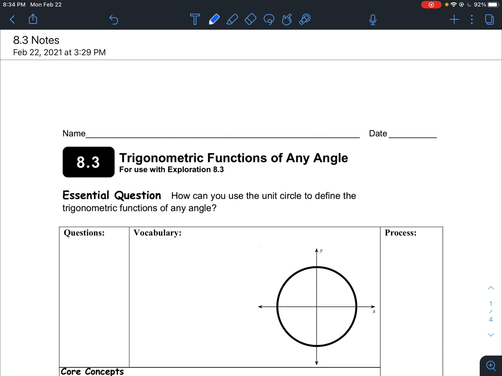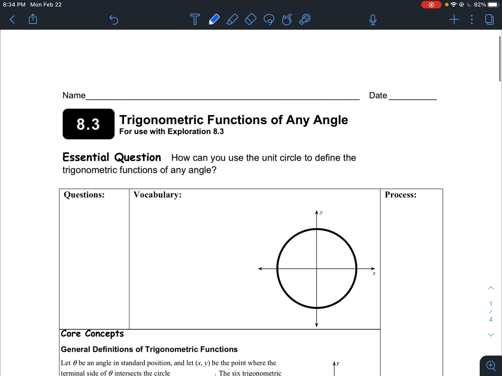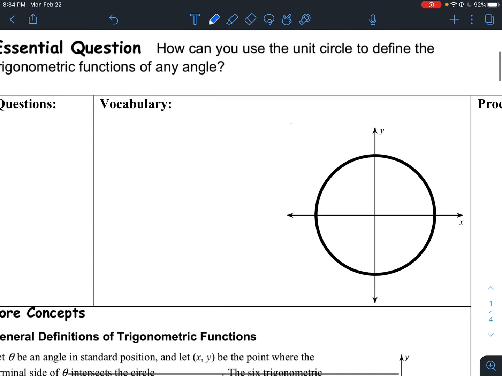Okay? So if you remember, in 8.2 we talked about the initial side of an angle on a coordinate plane and the terminal side. The terminal side is the side that rotates, so this could rotate between 0 and 360 and so on and so forth, and it can be negative as well. So we're going to learn how to apply the six trigonometric functions with any angle upon the coordinate plane.